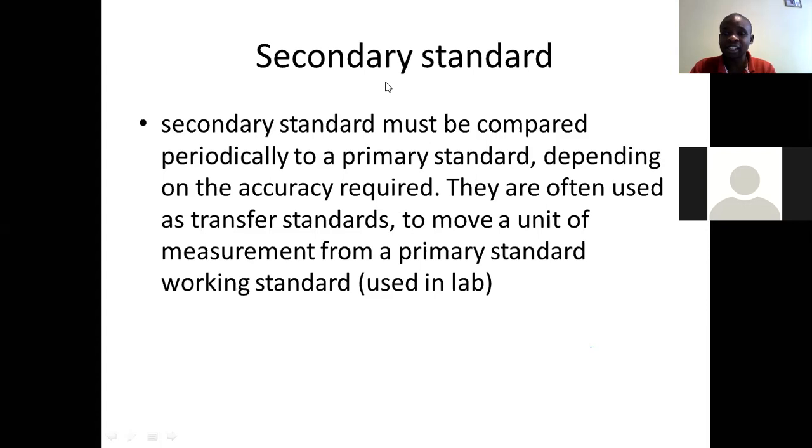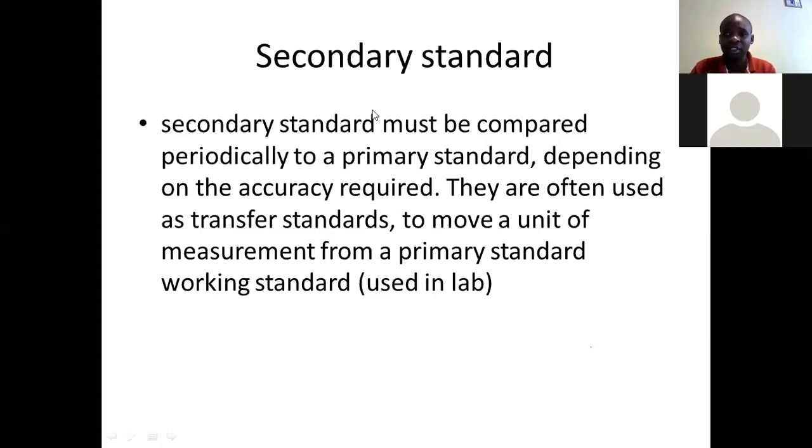So a secondary standard just transfers accuracy from the primary standard to the working standard. These are what you're calling the primary, the secondary standard, and the working standard. They're usually kept in a very safe place, and they're periodically calibrated with the international standards to ensure that the measurements you're going to get in the lab are of the highest quality possible.